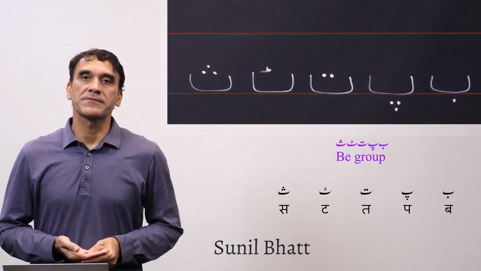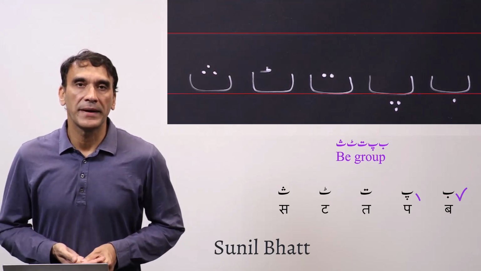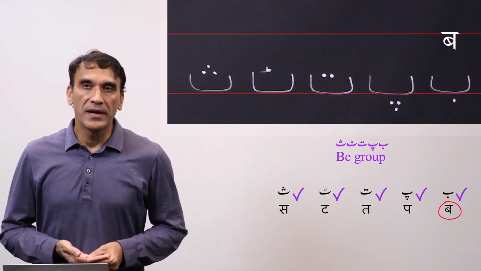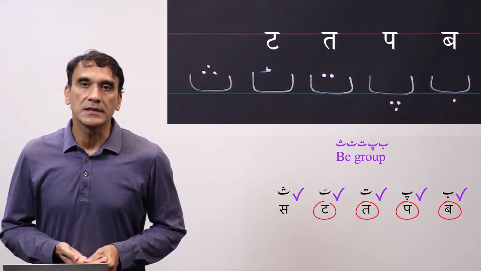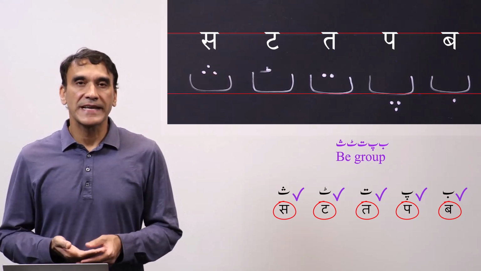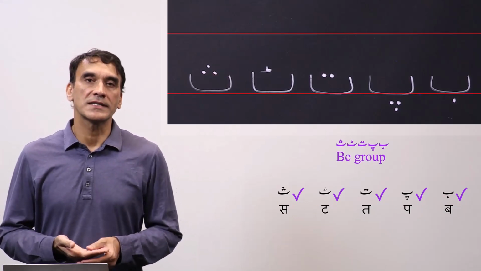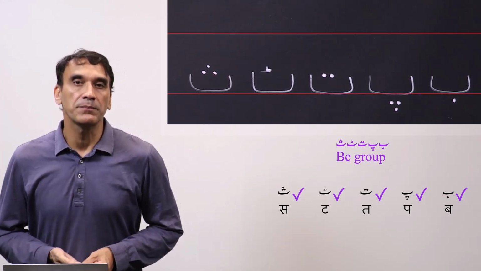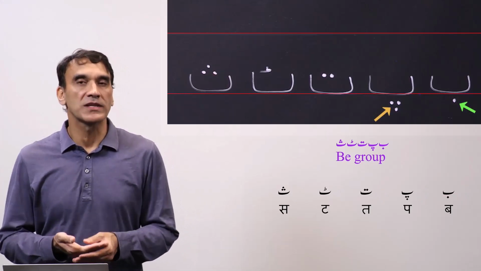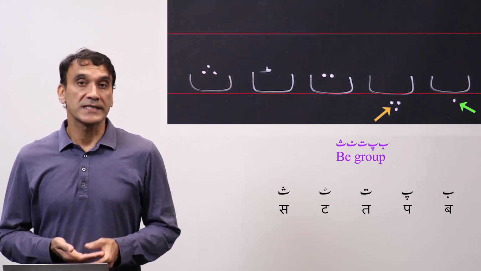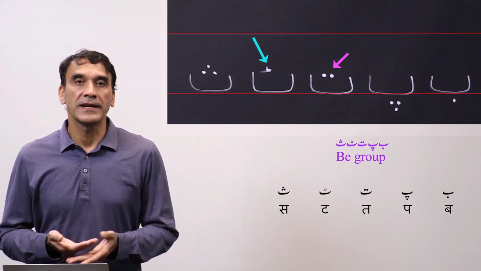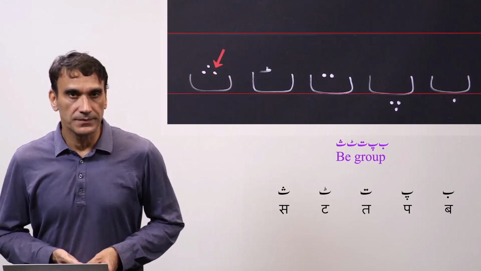The Be group has 5 letters: Be, Pe, Te, Te and Se, and they represent B, P, T, T and S sounds and letters in Hindi. They all have the same base shape, but the nuktas, the dots, are different in numbers and place. Be has 1 nukta below and Pe has 3 nuktas below. Te has 2 nuktas above and Te has a choti toy above, and finally Se has 3 nuktas above.